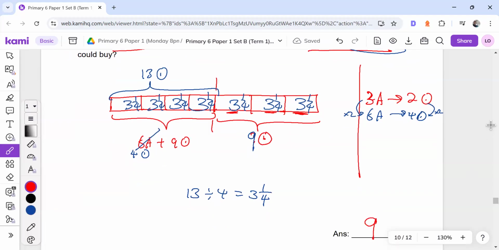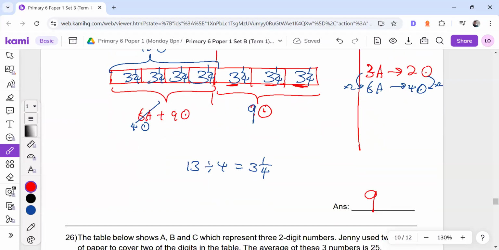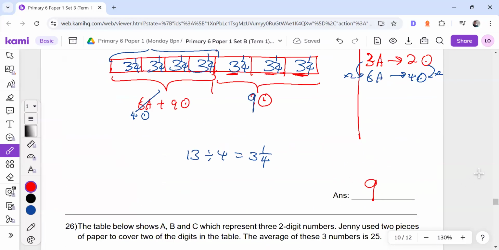Clear? Okay, let's move on. Next one. Okay, 10 more minutes to finish. Question 28, coming to the end soon. Today we can finish earlier. The last lesson we ended about 5 minutes later.